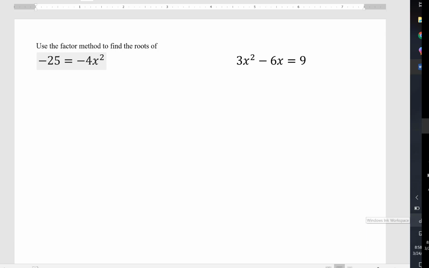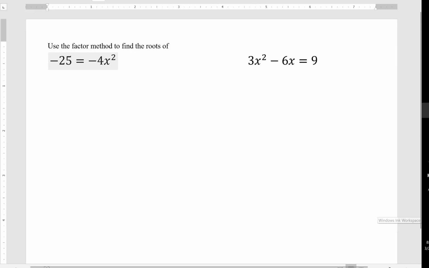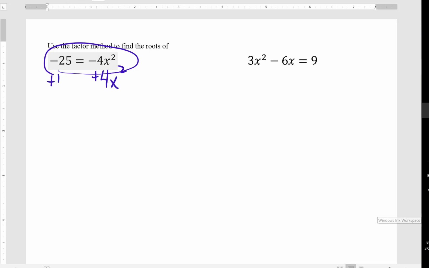Okay, so here are another couple of quadratic equations that we're going to solve using the factor method. And remember, the first thing you do is get everything on one side of the equation. So for this first one right here, I am going to add 4x squared to both sides. So on this side, I'm going to have 0. There's nothing left. I added negative 4x squared plus 4x squared, so that's 0. And then on the left side, I've got 4x squared minus 25.